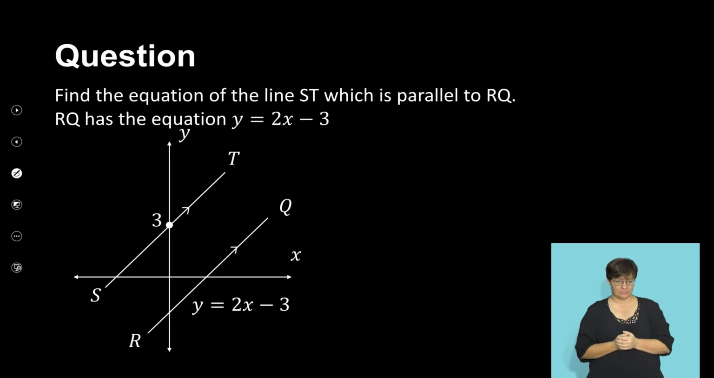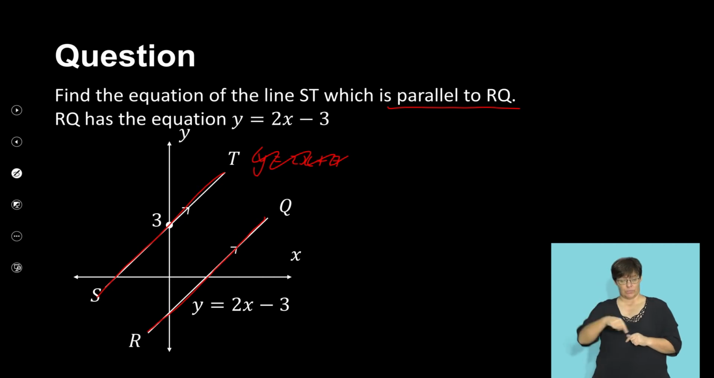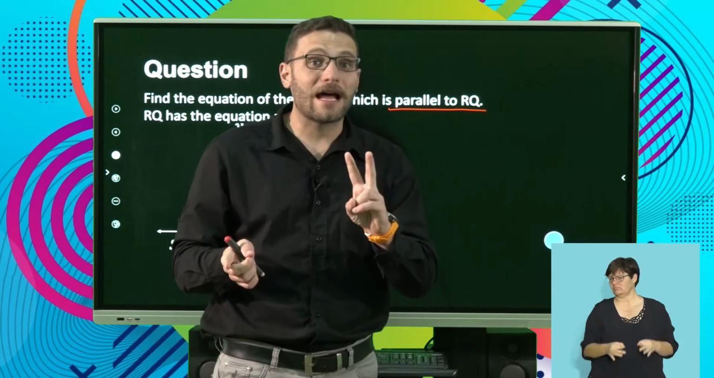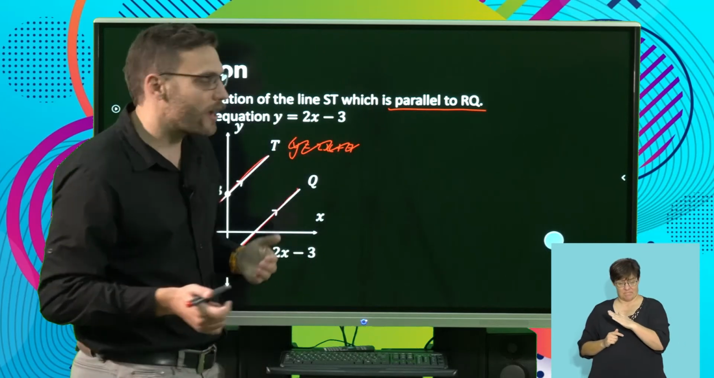The first question says, find the equation of line ST. So I want to go find the equation of this line. It's going to be something like y equals 2x plus 7. So they want us to find the equation of that. And the information that they include there is that it's going to be parallel to line RQ. So what did we decide? That parallel lines have got the same gradient. So that's what I'm going to remember, is that parallel lines have got the same gradient.